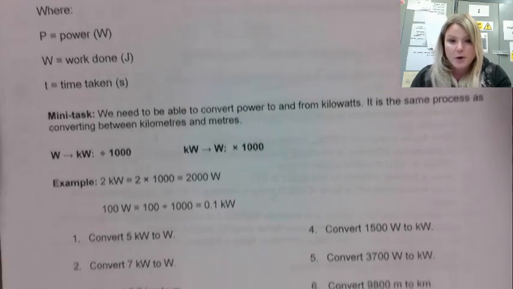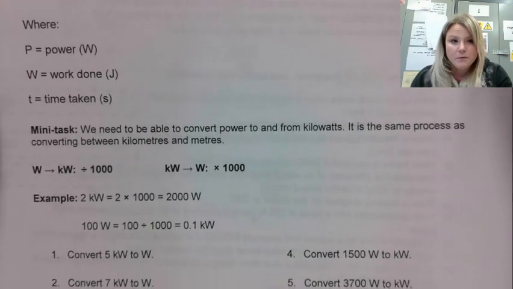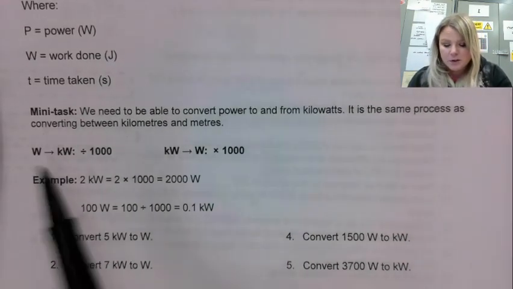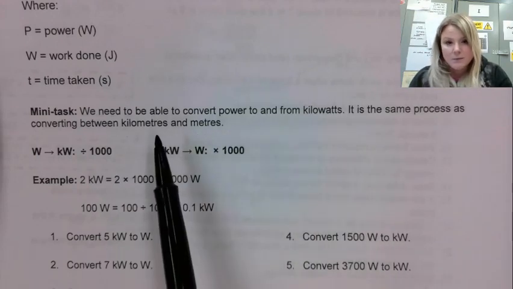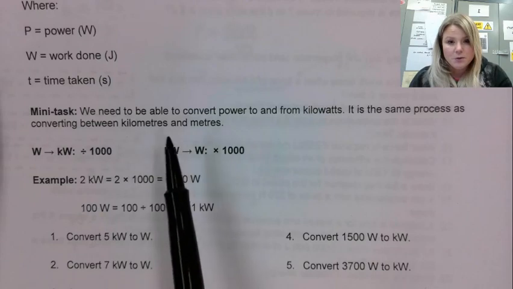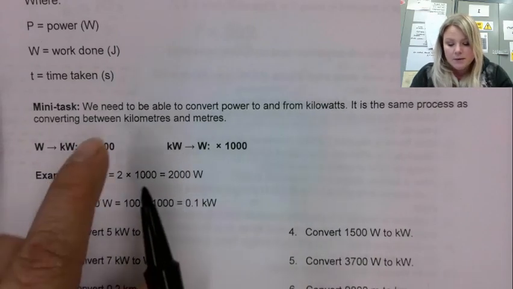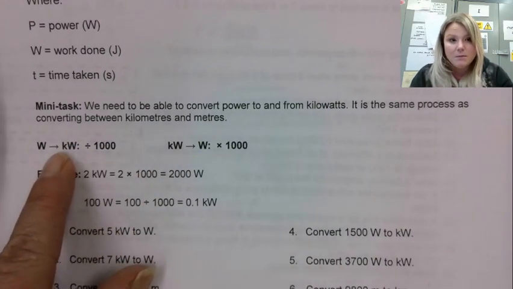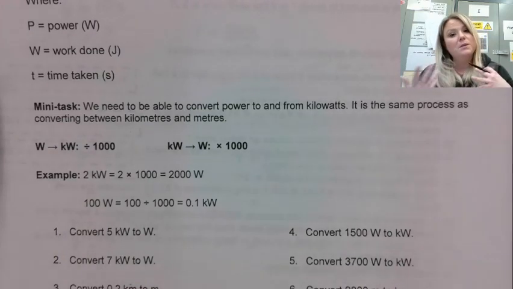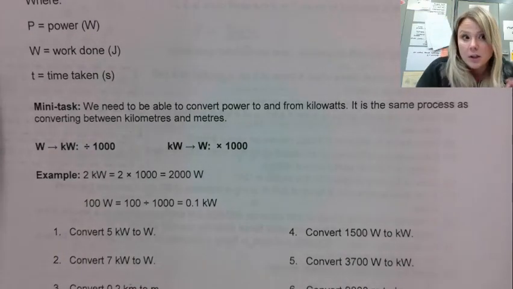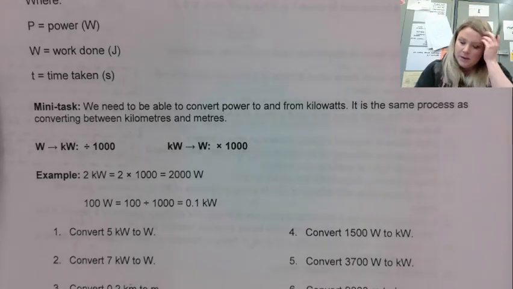So down at the bottom of page 34, oh, I'm in the way, we need to be able to convert power to and from kilowatts. It's the same, and we've done this before, as changing between kilometers and meters. Remember, any unit with a K in front of it means it's 1,000 of that unit. So 1 kilowatt is 1,000 watts. 1 kilometer is 1,000 meters.